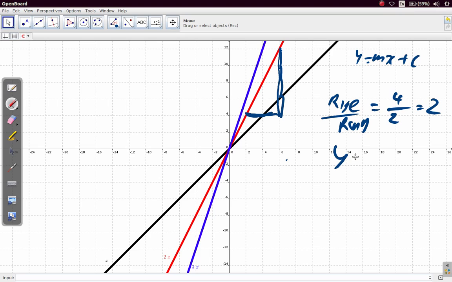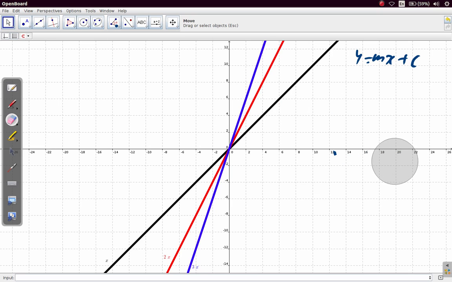So what we have is y equals 2x. The number that multiplies the x is the gradient. It shows the steepness of the line. Let's look at our other line, y equals 3x, and see if the same thing works out.